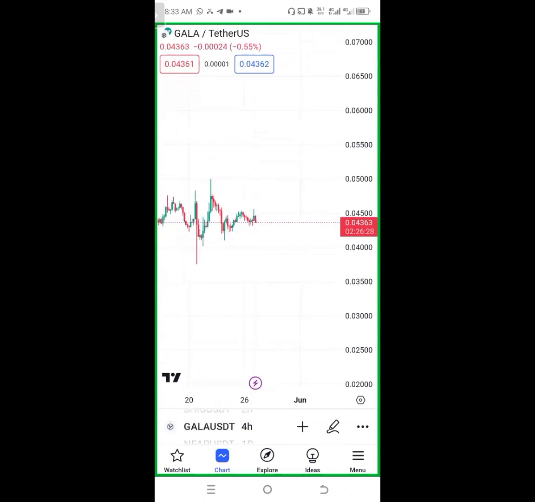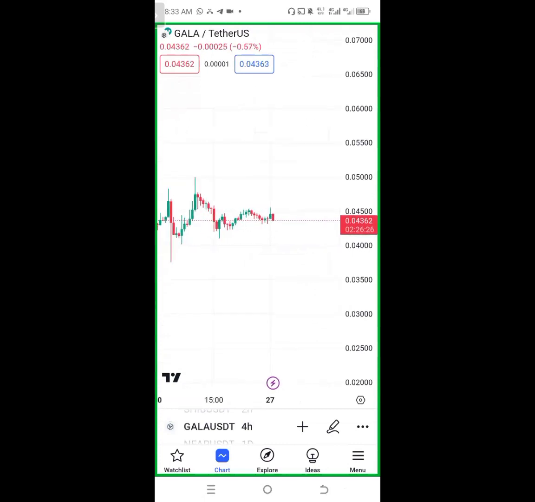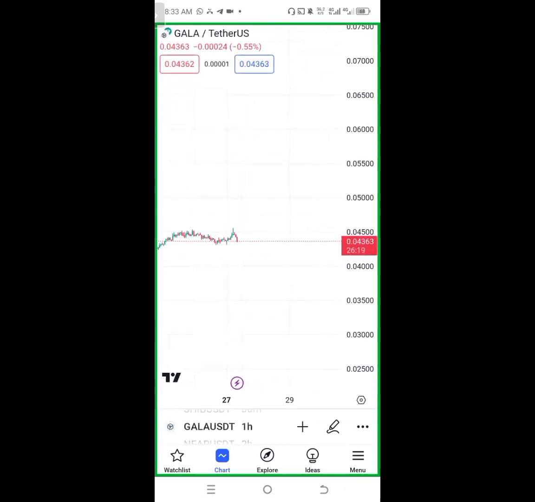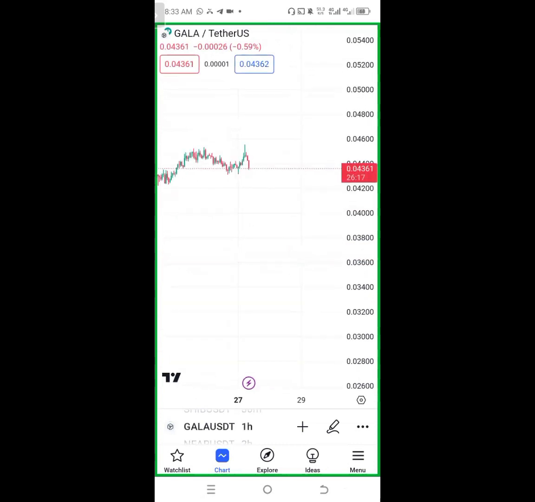All right, so let's use Gala. If you are to use Gala, let me use the 1 hour time frame. That's my favorite. So we're going to make reference to the current price, right? We want to draw our first resistance. So this is where our price is.